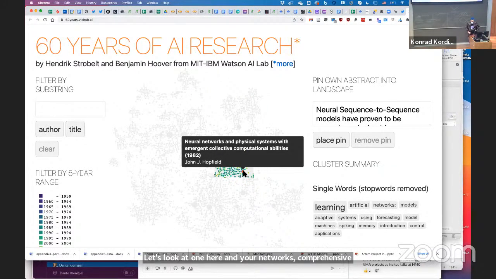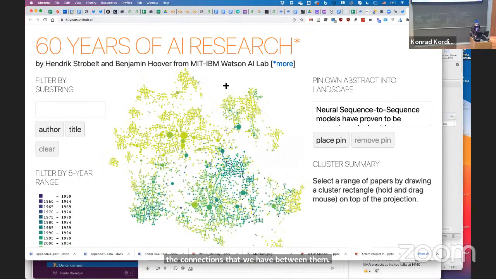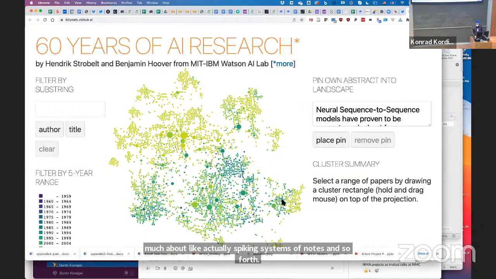Here we have the 1982 Hopfield paper, Neural networks and physical systems with emergent collective computational abilities. He basically discovered that if we take neurons and connect them with one another, we can store memory in the connections between them. So those are the two old areas. Neither of those we will cover much. We will not talk much about actually spiking systems of neurons and so forth. So let's see what else we have.